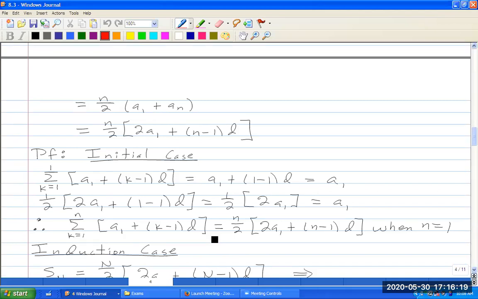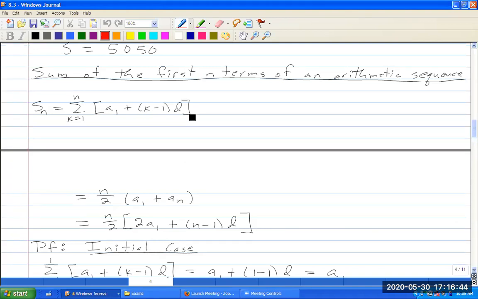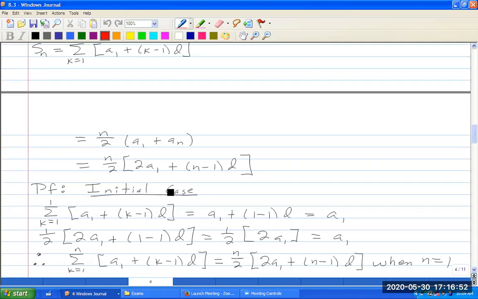So let's look at the initial case. And I guess I'll just show this formula is true. If you show this formula is true, then you've shown the other formula is true. So let's replace n here by 1. And so this is the sum k equaling 1 to 1 of a1 plus k minus 1 times d. This is just the first term, a1 plus 1 minus 1 times d, but 1 minus 1 is 0. 0 times d is 0. So this is just equal to a sub 1.